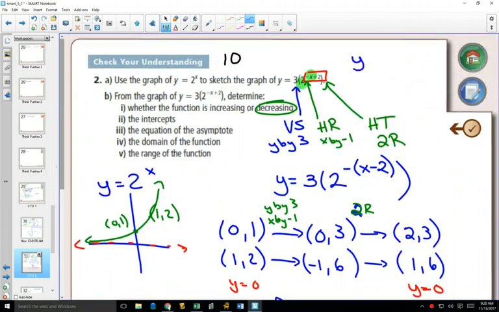So if we go to our original equation, and you set x equal to 0 to find your y-intercept, you're going to get 2 to the power 2, which is 4. And then you're going to multiply it by 3. So your y-intercept is 12. The equation of the asymptote didn't change. It's still at y equals 0. The domain of all of our exponential functions is always everything. The range can change, but in this case, based on our final graph, our y values are bigger than 0.